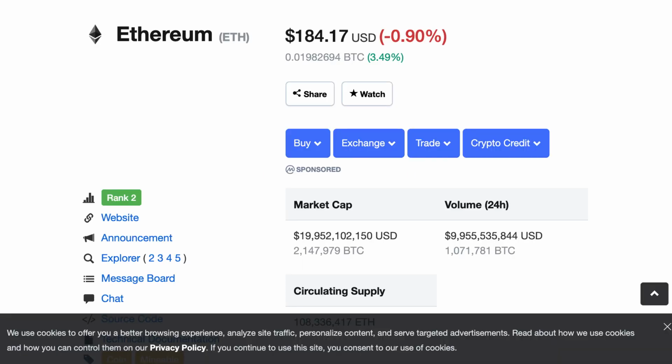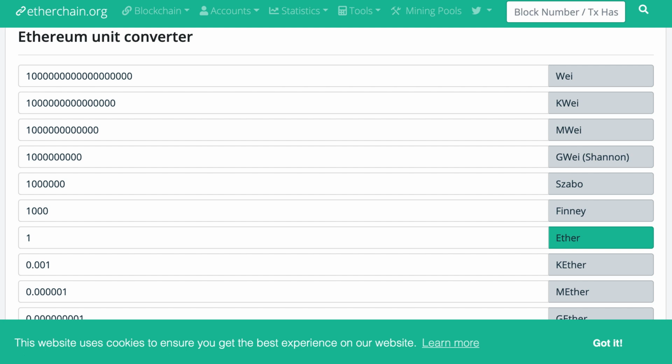However, we have a problem because the price of Ethereum is quite high. So currently it's $184. So this gas price will just be a very small fraction of $184. So can we have some unit smaller than a full Ether? Yes, and actually there are many of them.